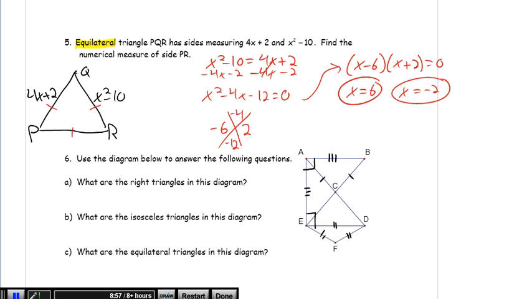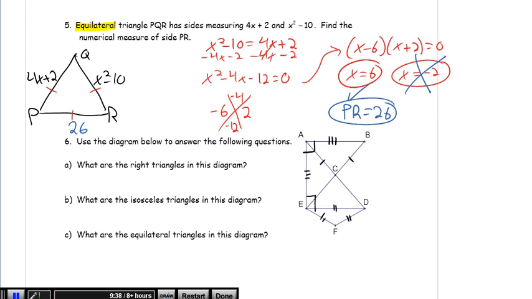Check both. We want to figure out what PR is. So let's see what happens if we plug in 6. So we'll do 6 squared, we can do either one because remember they're the same. 6 squared is 36 minus 10 is 26. So that one works. Let's see what happens when we use negative 2. So negative 2 squared, because again you want to make sure it's in parentheses, negative 2 squared is 4. Minus 10 would be negative 6. We cannot have a negative side length. Therefore, that doesn't work. So PR would be 26. Okay? Rewind, watch that one again if you need to.